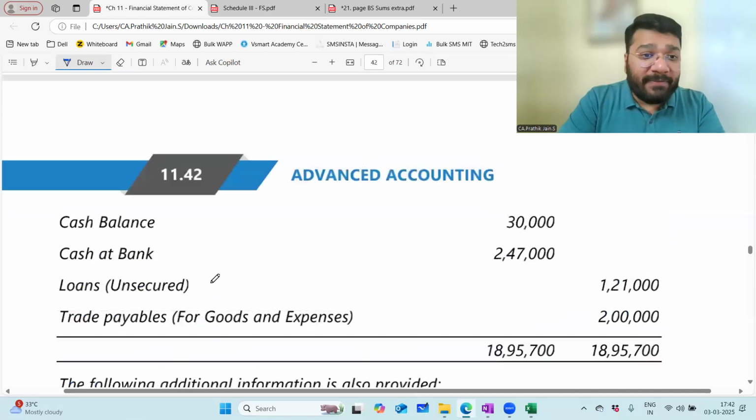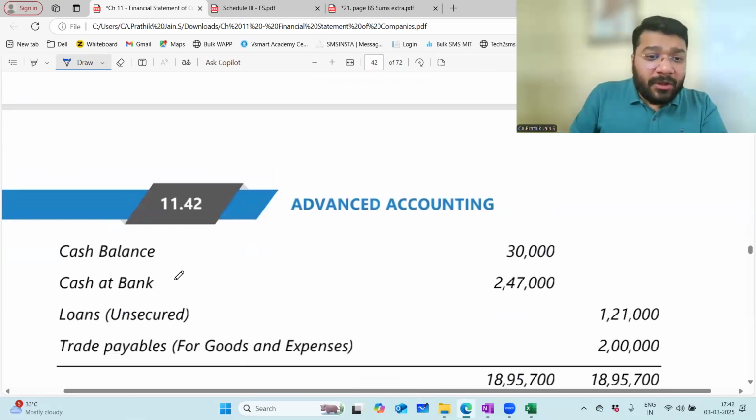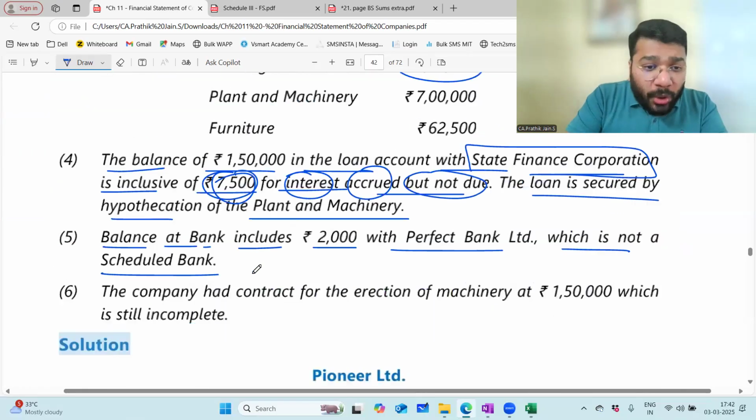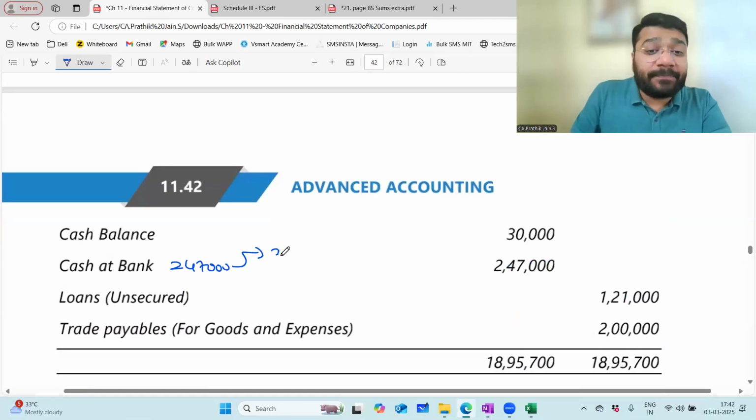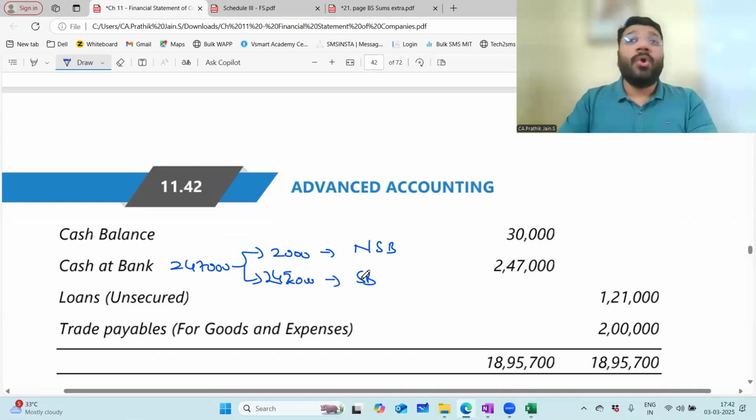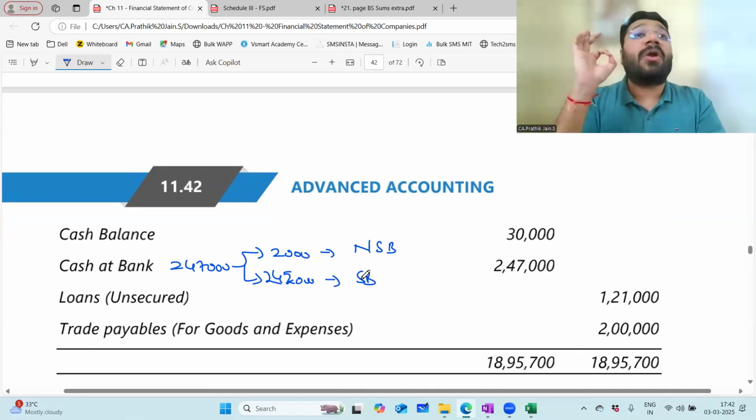Balance at the bank. Do we have any bank balance? Yes, sir. Total 2,47,000 rupees is there. In that, 2,000 rupees is with a non-scheduled bank. So the remaining is how much? 2,45,000 rupees is with a scheduled bank. My question goes to all of you: what is the difference between a scheduled bank and a non-scheduled bank?